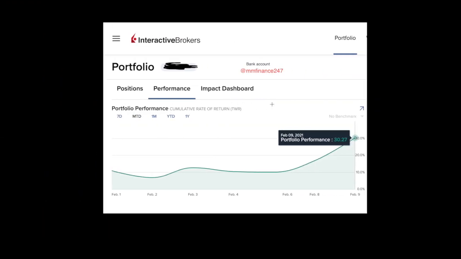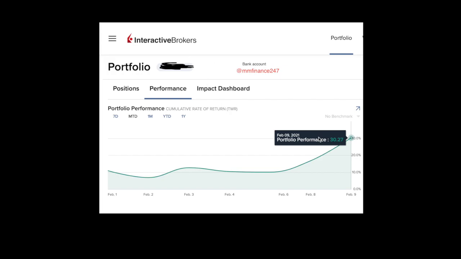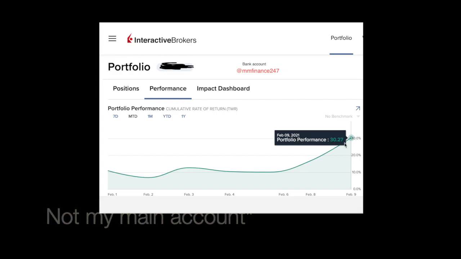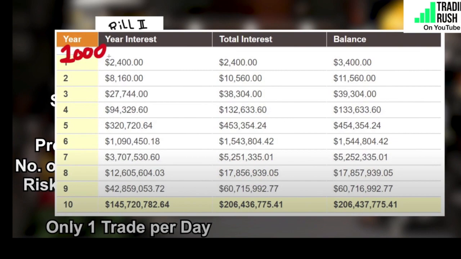Now, in regards to my portfolio, currently right now in the month of February, I am up 30.27% as of February 9th. So currently right now after the SNDL trade, I'm up about 65 to 70% just for the month of February. So like I said, all we need is 10% a month.